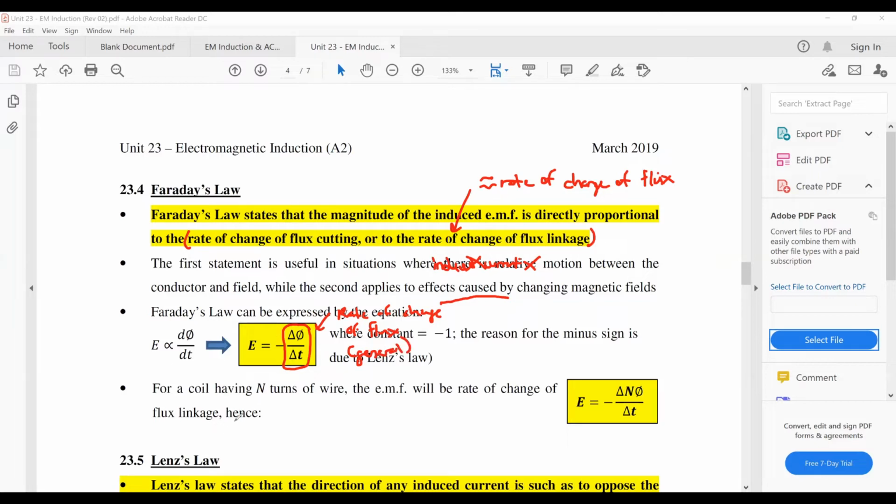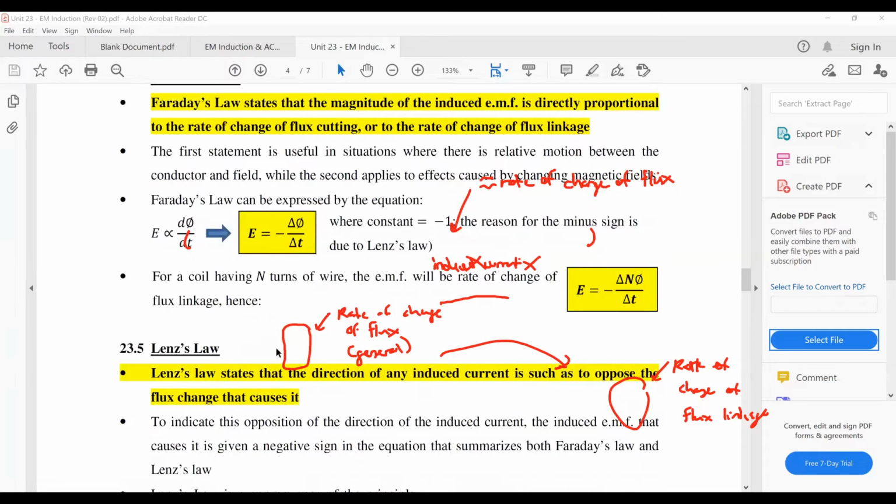Now, if you have a coil of wires with N turns, this can be modified to become this. Your EMF is actually rate of change of flux linkage. Okay, you're only changing flux to flux linkage now by adding an N here. It's still the same form. Okay, so Faraday's law tells you about magnitude.